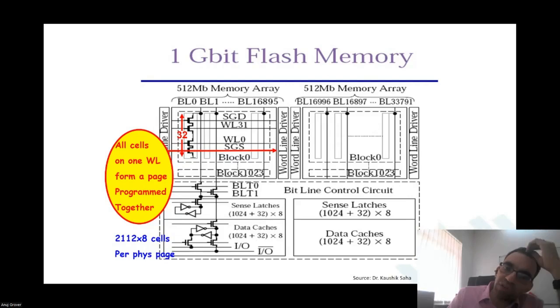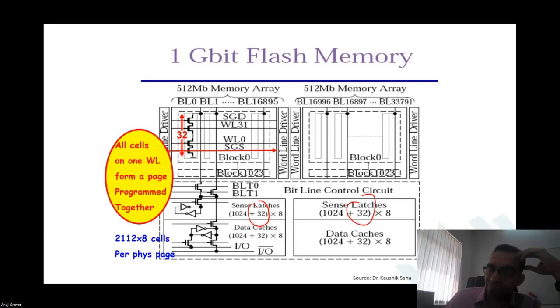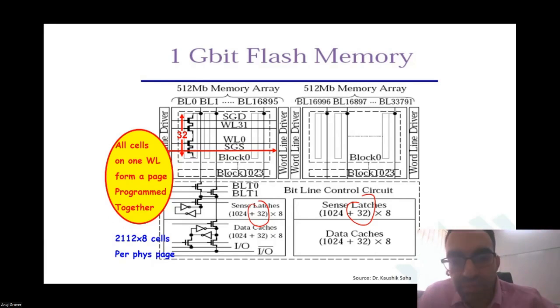Now, why do you think over here we've added 32 bits? Over here also 32 bits. Why? Why are these 32 bits extra bits there? Word line cells all are programmed together. Is it due to that? The sense amplifier is also connected to them.